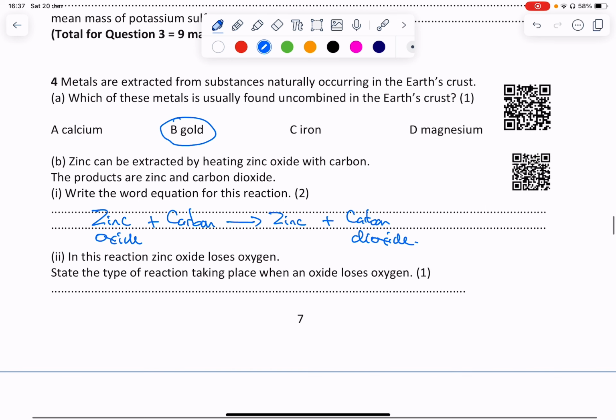Okay? In this reaction, the zinc oxide loses oxygen. State what type of reaction takes place when this happens. So if we are losing oxygen, the reaction is a reduction reaction. That means removal of oxygen.